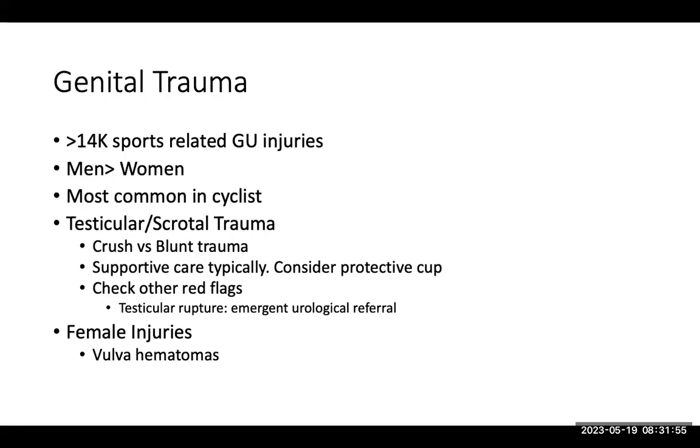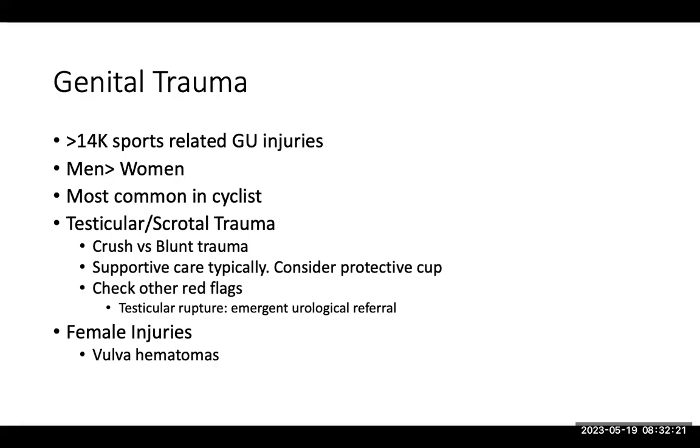And then we're going to do some urologic pathologies in sports. So genital trauma: there are over 14,000 sports-related genital injuries a year. Most commonly, it's in the male. It's male predominant due to the anatomic differences and the prominence of their external genitalia. Bicycling actually is the most common sport associated with GU injuries. So we're going to talk about scrotal trauma.